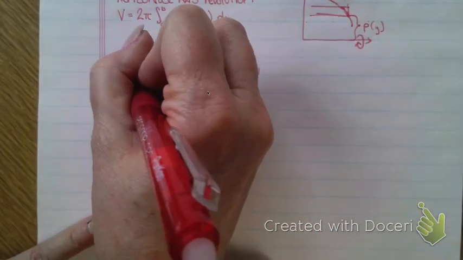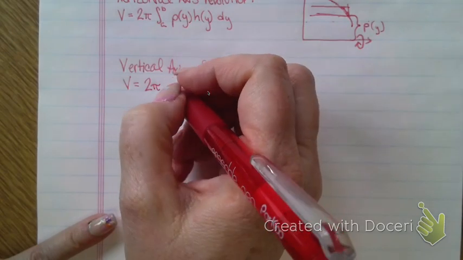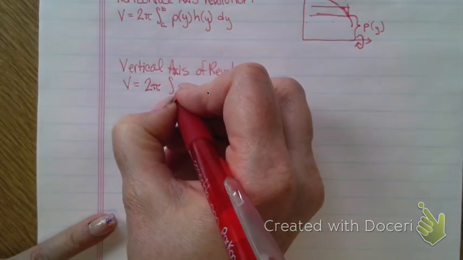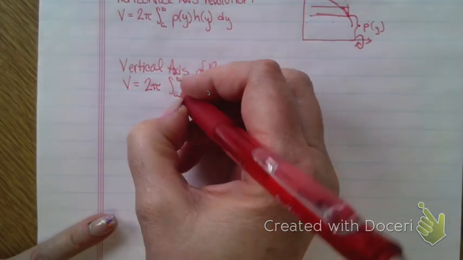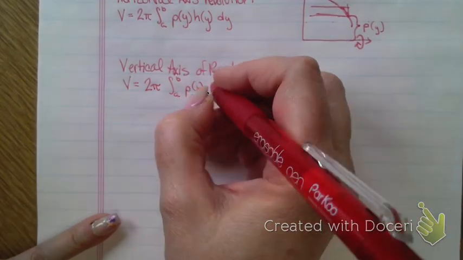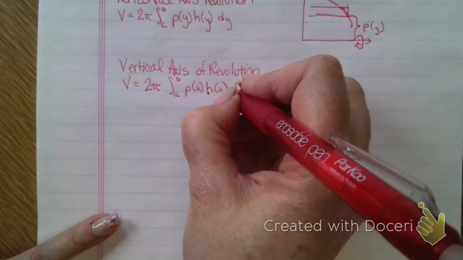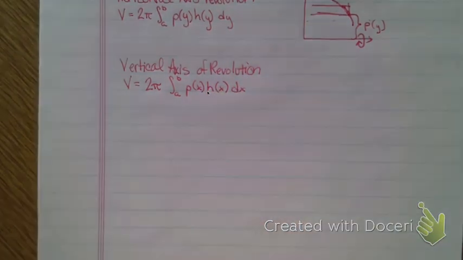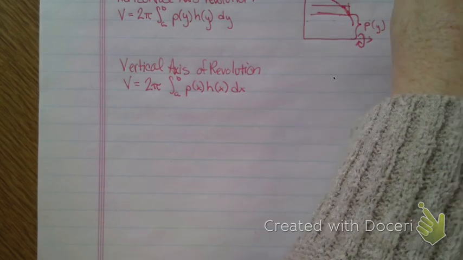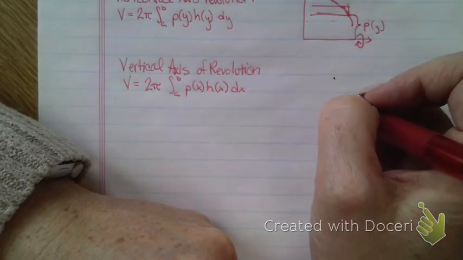Volume equals 2 pi again, because we are dealing with the circular object. The integral from a to b of p of x times h of x dx. You might be thinking, well, p and h can be mixed around, right? Just change it.